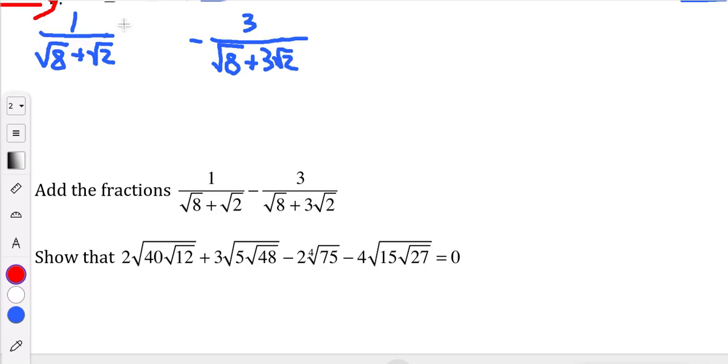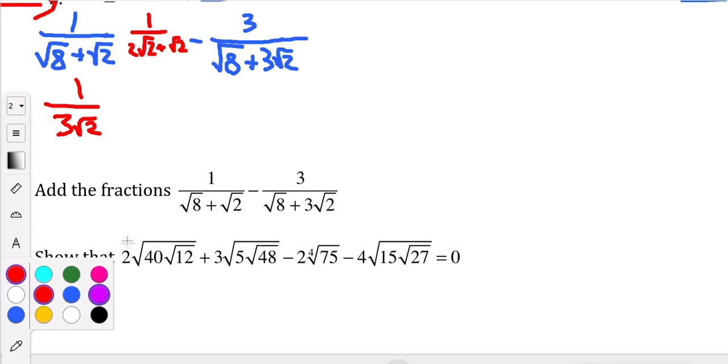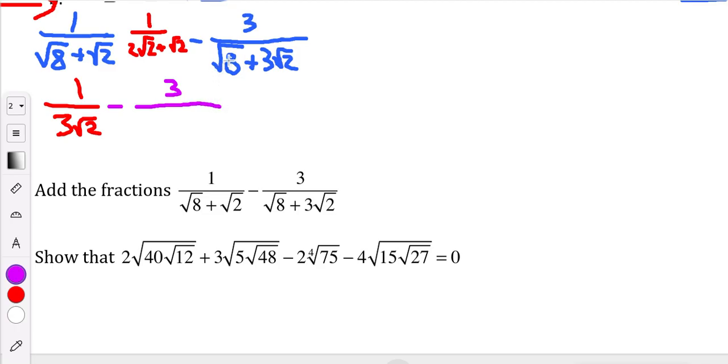This right here is really, I don't need the equal sign, I'll fix that later. This is really 2 root 2 plus root 2, isn't it? Okay, so this is really 1 over 3 root 2. And this one over here, I'll make it purple, minus 3. That's 2 root 2 plus 3 root 2. That's 5 root 2. Right? Root 8 is 2 root 2 plus 3 root 2 is 5 root 2.